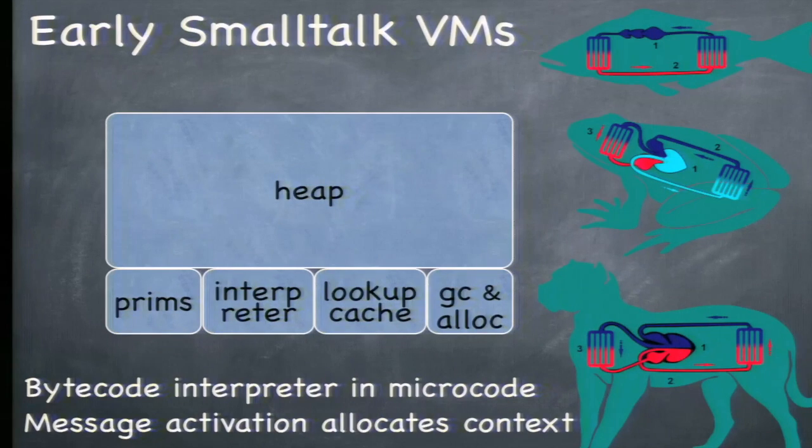So I need to explain a little bit about the history of the VM evolution to see how we solve that problem. In early Smalltalk VMs, there's a heap, there's a set of primitives, there's the bytecoded interpreter, and there's the GC. And the first optimization that has to go in is something to speed up message lookup, because if every time you're sending a message, you grab the receiver, you grab its class, and you search its method dictionary, the thing is going to crawl.